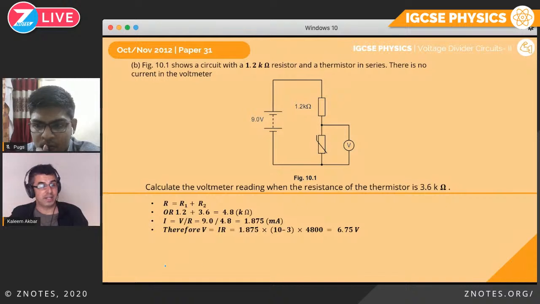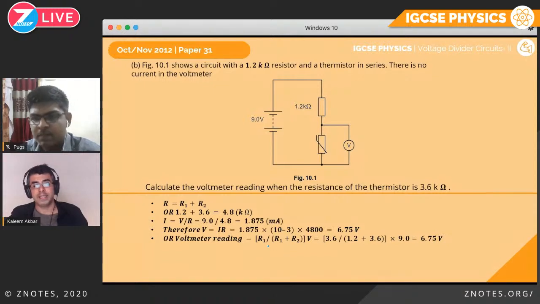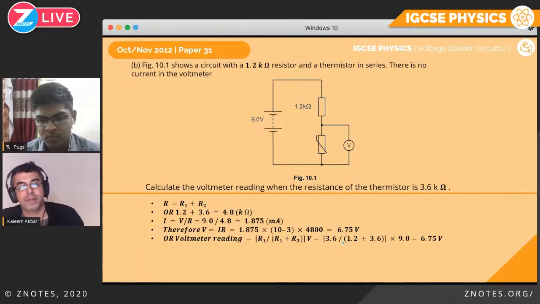Therefore, V equals IR, you get 6.75. So that's the method I just showed you. Or the one that I prefer is R1 over the total resistance. In other words, what I did was 3.6 divided by 4.8. Now, you might be thinking, but sorry, you did 4,800.